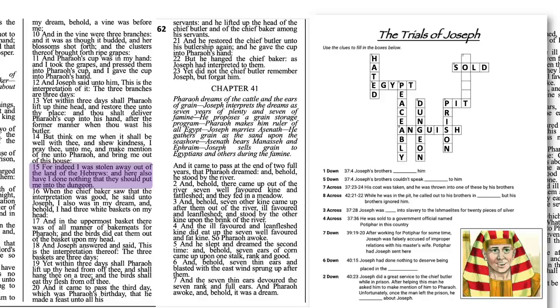Which leads to our final clue. Two down. Joseph did a great service to the chief butler while in prison. After helping this man, he asked him to make mention of him to the Pharaoh. Unfortunately, once the man left prison, he forgot about Joseph. So imagine that for a moment. Joseph thinks that he finally may have found his ticket out. He's helped the chief butler and hopes for a return of the favor. So he says, "Remember me once you get out." But he doesn't, probably for some time. Who knows how much time passes between the release of the butler and Joseph's encounter with the Pharaoh?